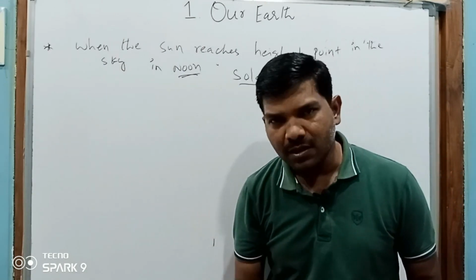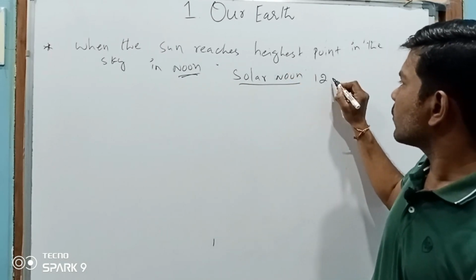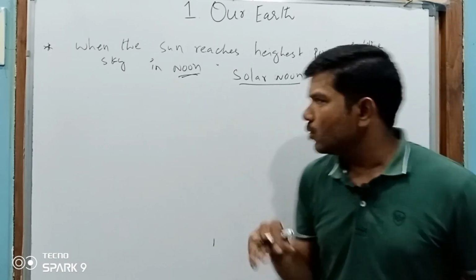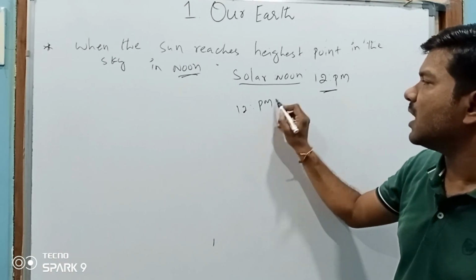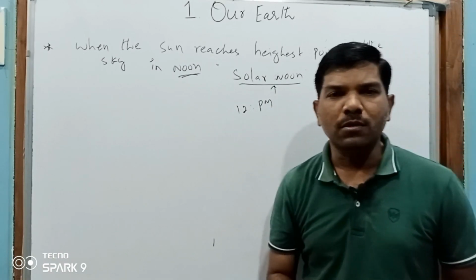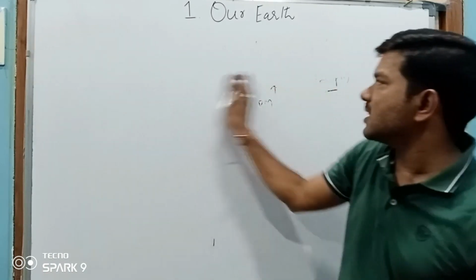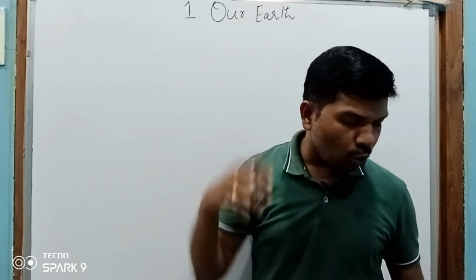Mitta madhyanam. In Telugu we call this mitta madhyanam, that is 12 pm. So 12 pm can be considered as solar noon, because the sun's position in the sky is at its highest. The sun is overhead.